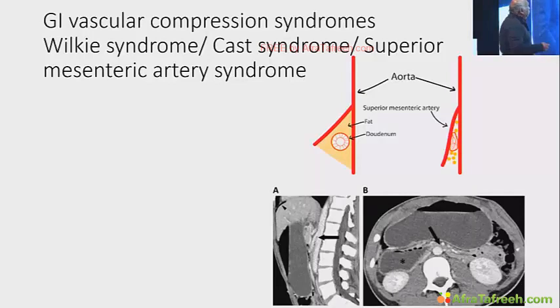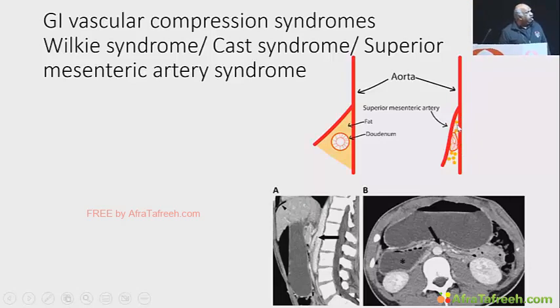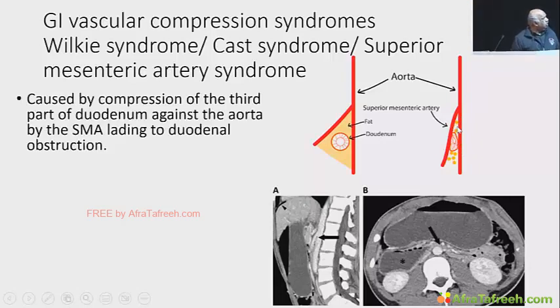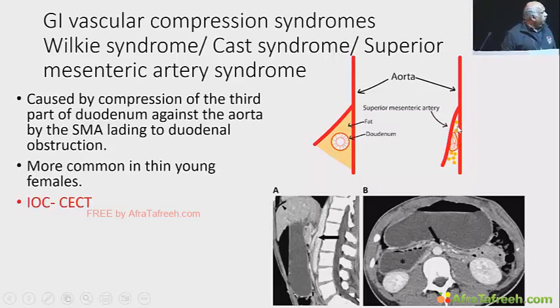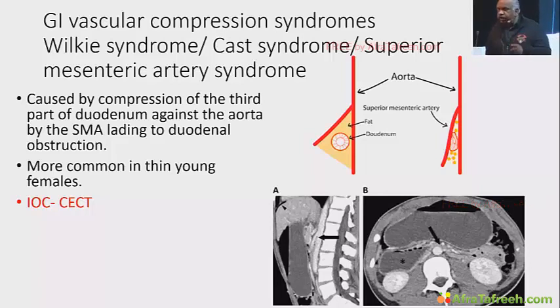Now, some general vascular compression syndromes. Wilkie syndrome is compression of the duodenum. See here, duodenum. By this, the angle becomes less than 15 degrees. They cause obstruction. Common in young thin females. Now, why have I written in red color? I saw somewhere some people have said investigation of choice is CT angio. No, it's not CT angio. It is CECT. We don't want to see the vessel. We want to see compression of the duodenum by the vessel, which we see better in CECT. So in Wilkie syndrome, investigation of choice is CECT, not CT angio.